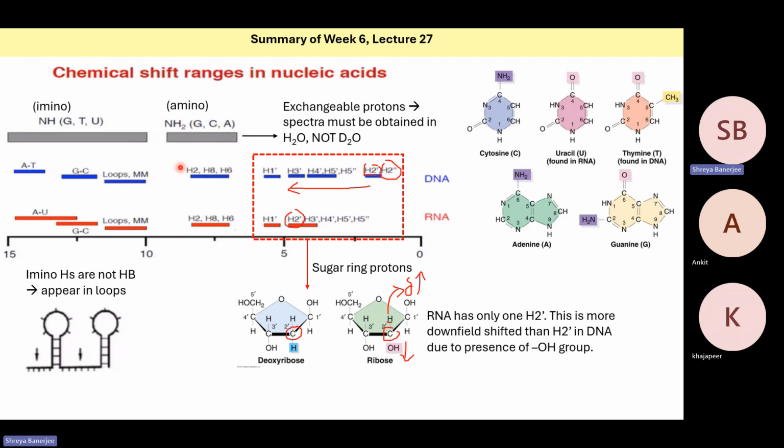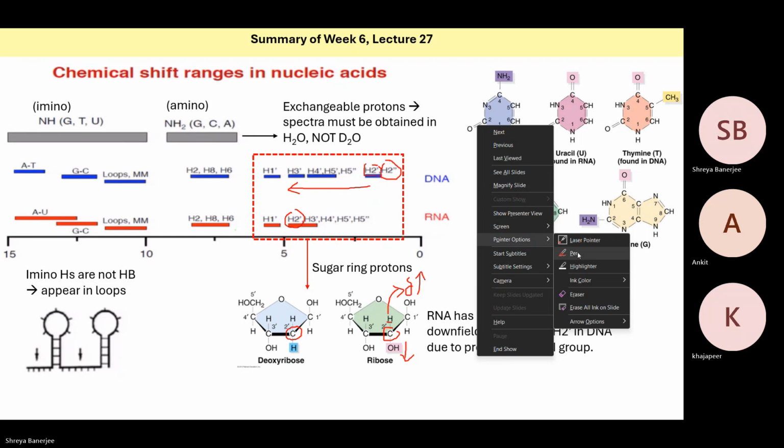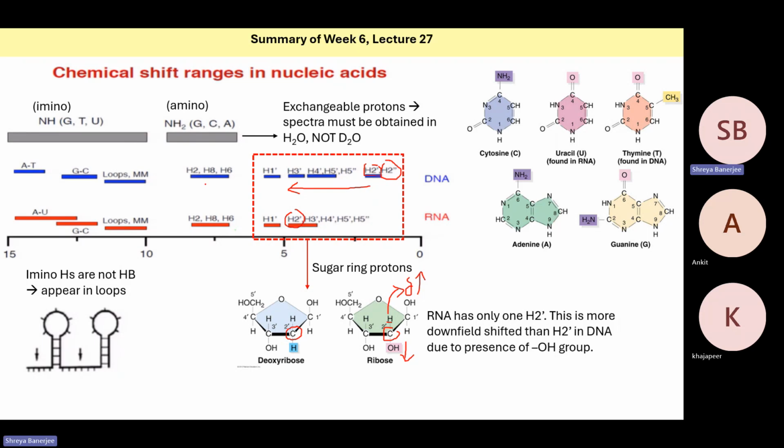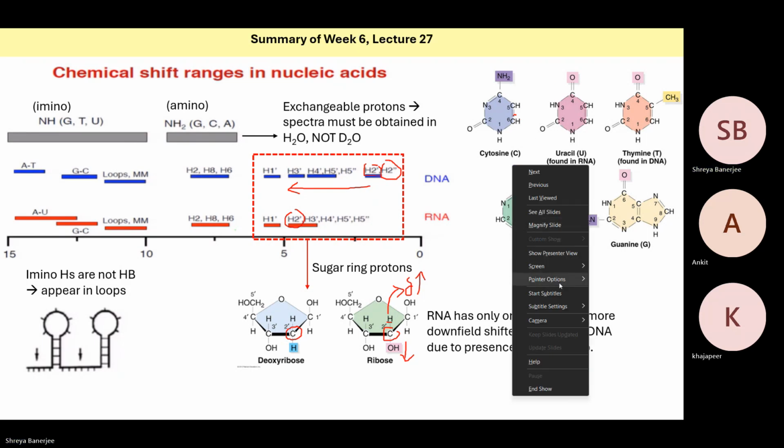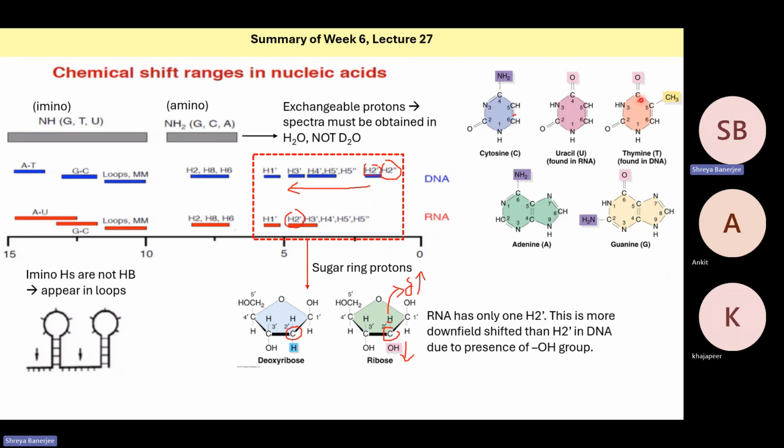As we move more downfield, we will next observe the nitrogenous base protons. So the H2, H8, and H6 appear next around 7 to 9 or 8.5. Basically your H2, 6, and 8. You can see the proton labelings here according to the numbers that are shown here. So these are the protons of the nitrogenous bases and they appear next.